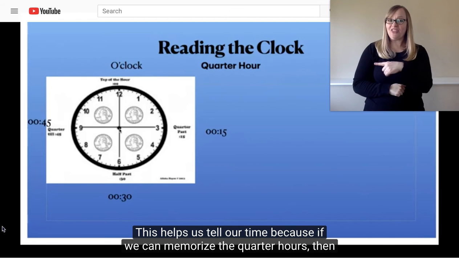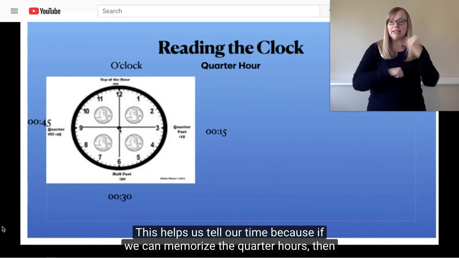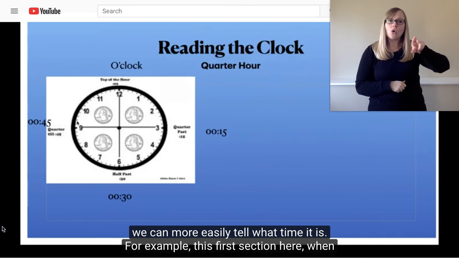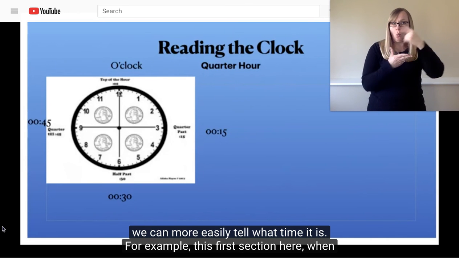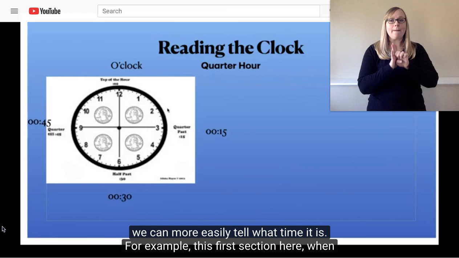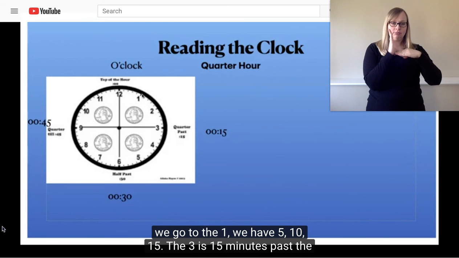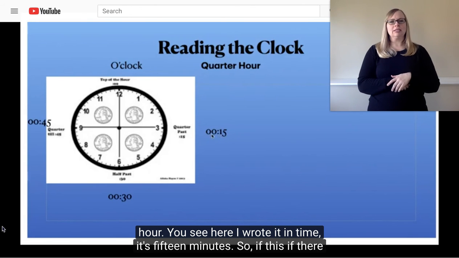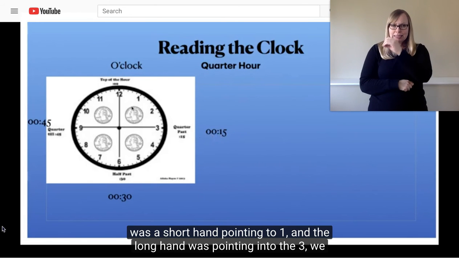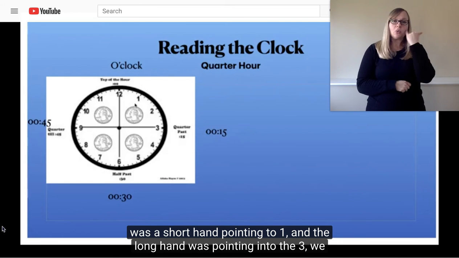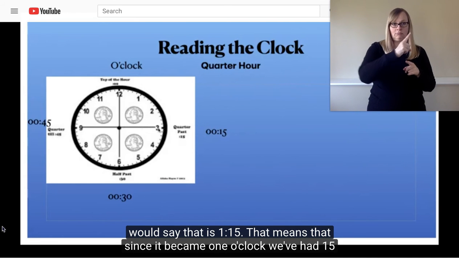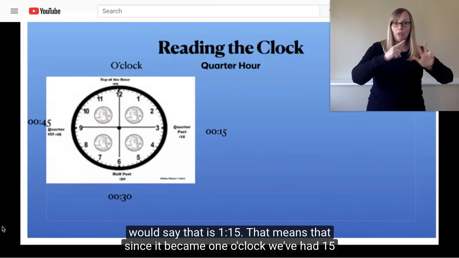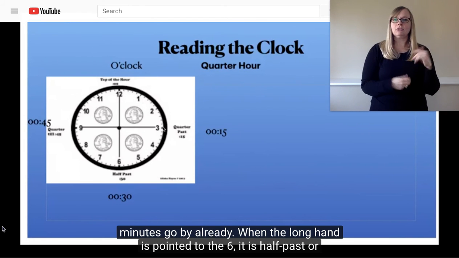This helps us tell our time, because if we can memorize the quarter hours, then we can more easily tell what time it is. For example, this first section here, when we go to the 1, we have 5, 10, 15. The 3 is 15 minutes past the hour. You see here, I wrote it in time, it's 15 minutes. So if the short hand was pointing to 1 and the long hand was pointing to 3, we would say that is 1:15. That means that since it became 1 o'clock, we've had 15 minutes go by already.